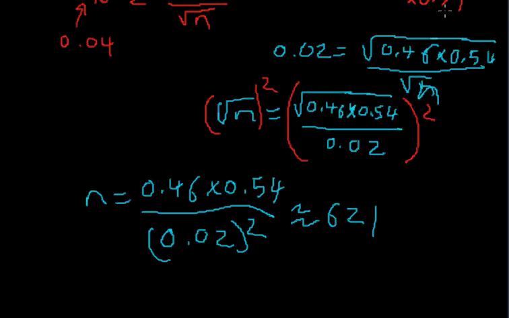So we knew how to go from a sample size and a standard error to a confidence interval. Now we've seen you can go backwards from your confidence interval to get your standard error and to get your sample size.